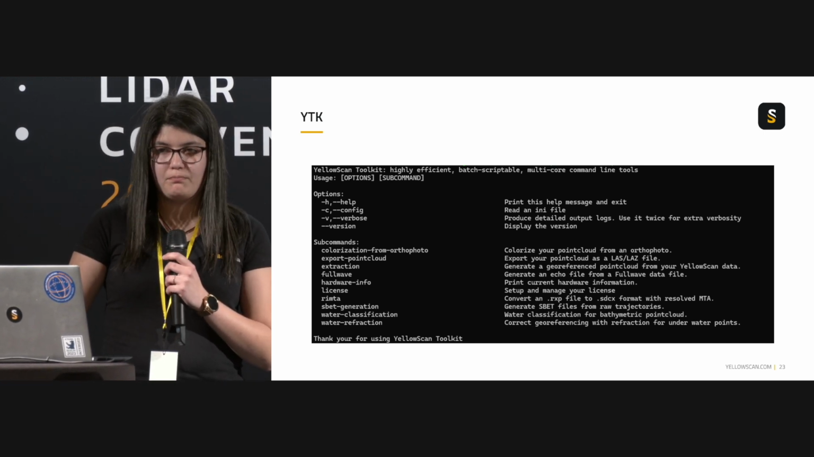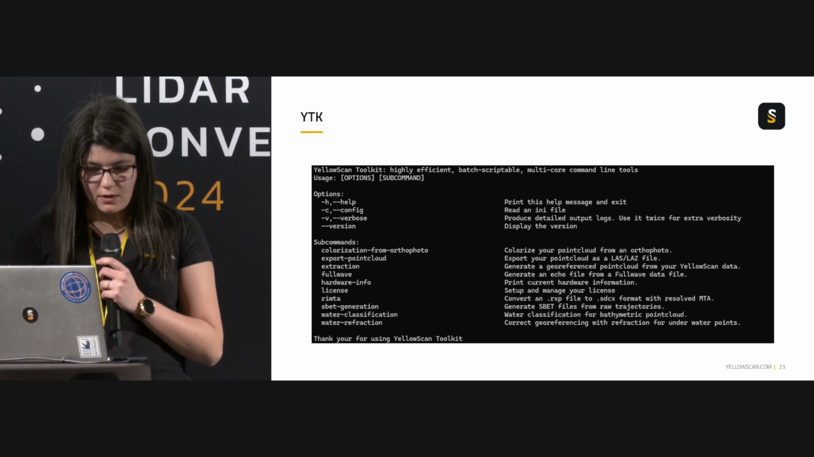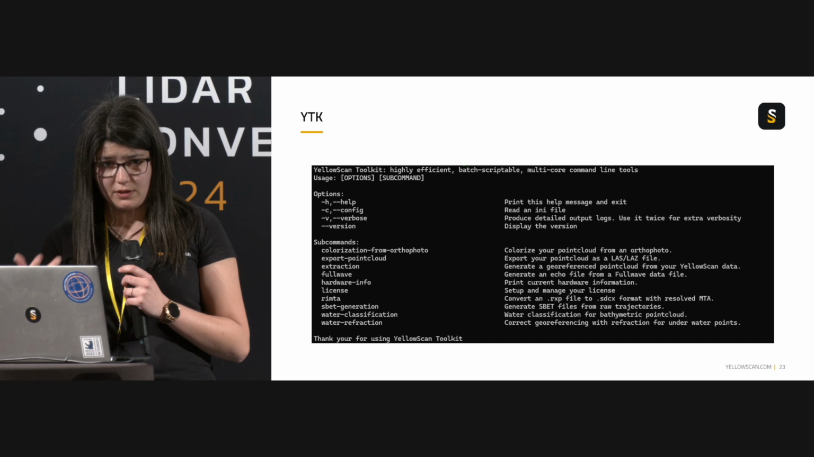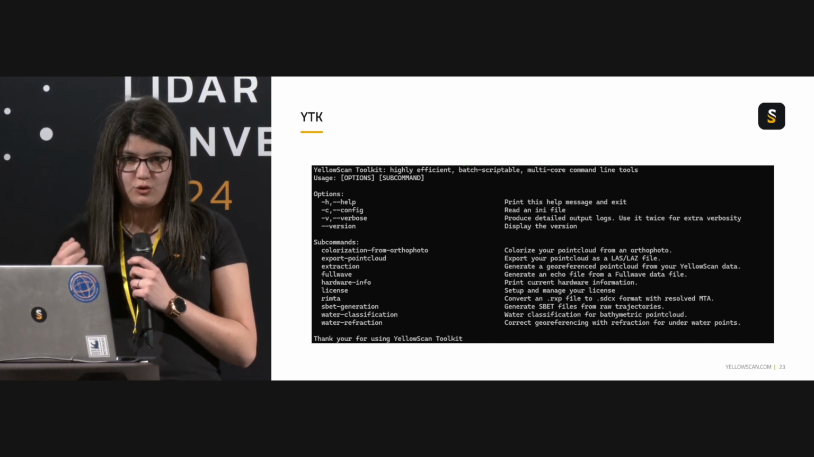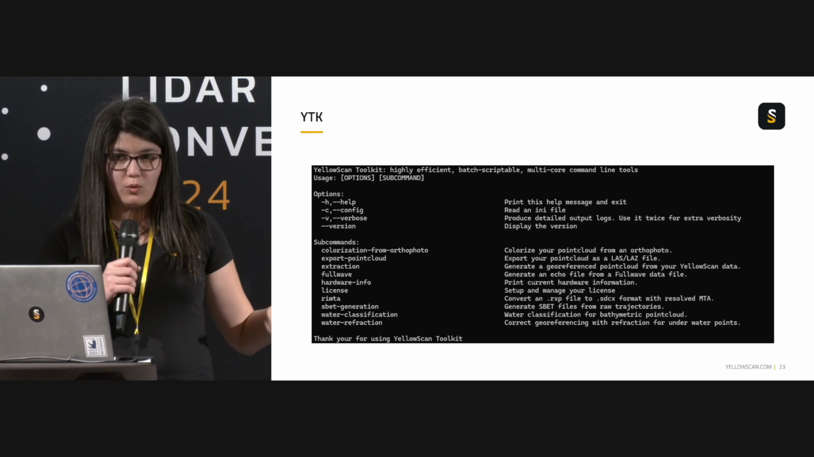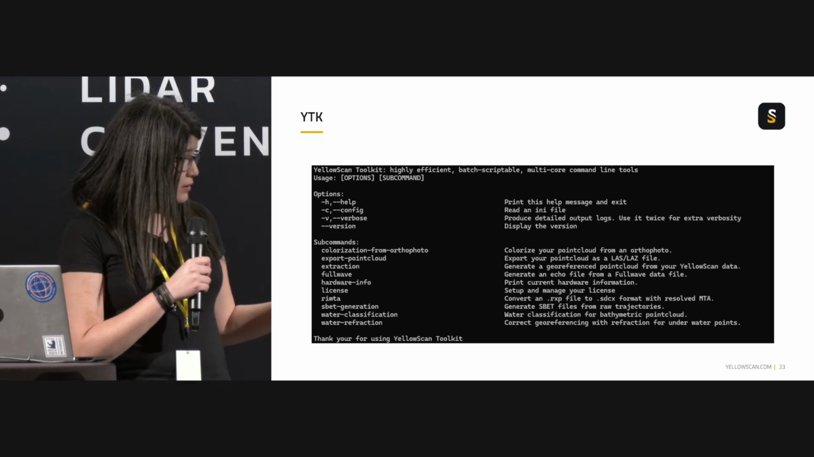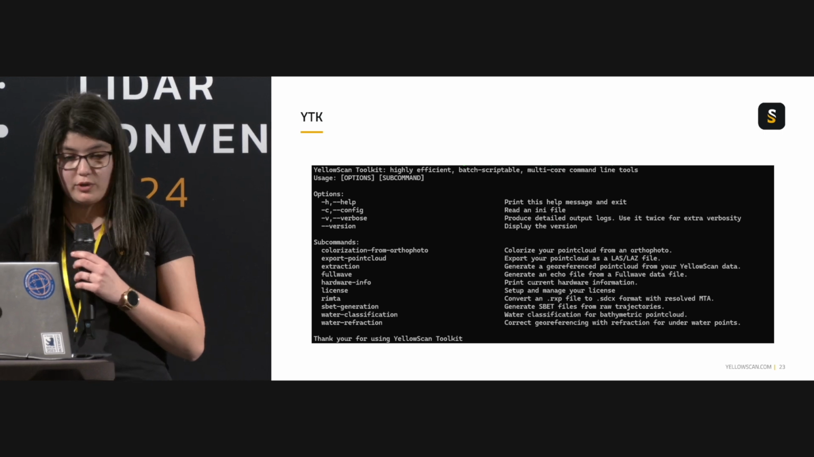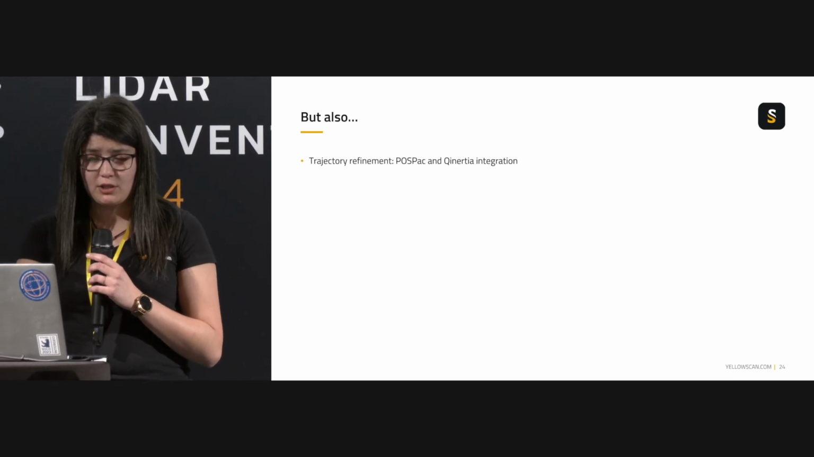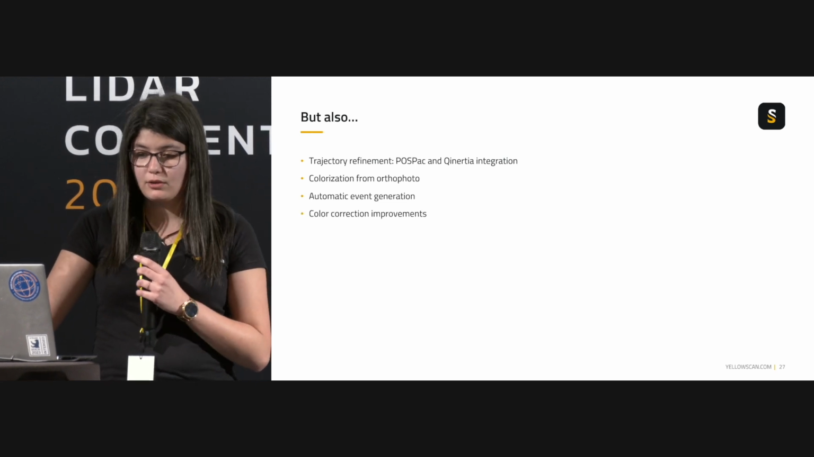So these are the big features of this year. All of them will be released this month, but the CloudStation evolves continuously, and we do release a new version of the CloudStation each month. So no matter what bundle you have chosen, you will always have new features each month, and this year we didn't do only this, but we've also added postpack and inertia integration for trajectory refinement, colorization from Orthophoto, automatic event generation, and so on and so on.